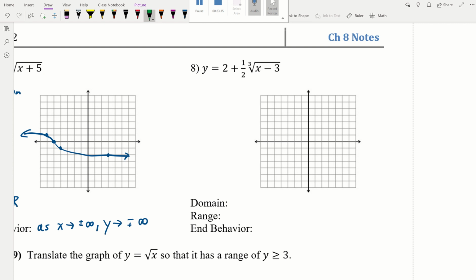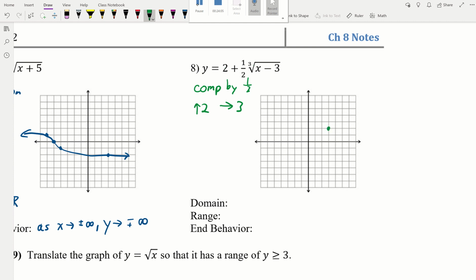So whether we add it in front or we add it over here, it's going to have the same effect. This 2 is actually going to move the graph up 2. The 1/2 in front is going to be our compression, because that's what's being multiplied by the radical. And then the -3 is going to move us to the right 3. So be careful with that. From 0, 0, we're going to move right 3, up 2.